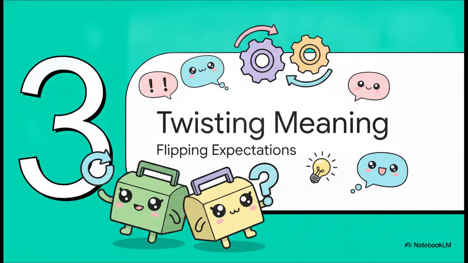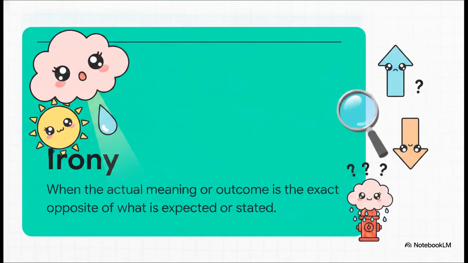Part 3, swapping and twisting meaning. First up in this section is a big one, irony. Irony occurs when the actual meaning or outcome of something is the exact opposite of what is expected or stated.